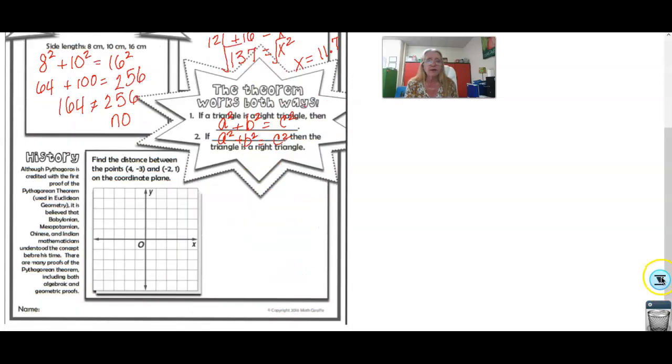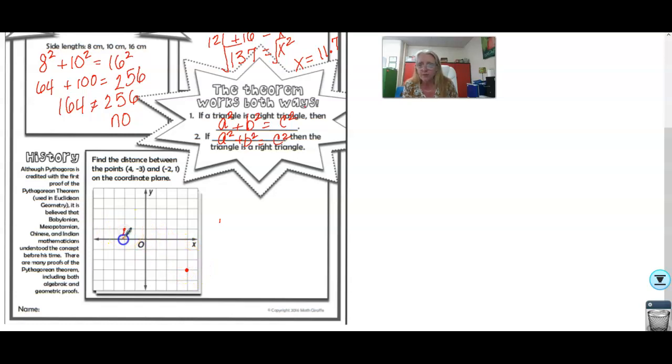The really cool thing about the Pythagorean theorem is that it is the basis for the distance formula. We use the distance formula to find the distance between 2 points on a graph. And I'm not going to ask you to do this anytime soon. This is probably lesson 7.5 or something. But I'll show it to you here. If we have the points 4, negative 3, and we also have negative 2, 1, which would be right here. And we want to know the distance between those two.